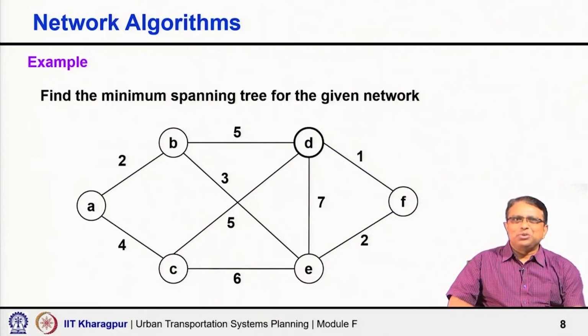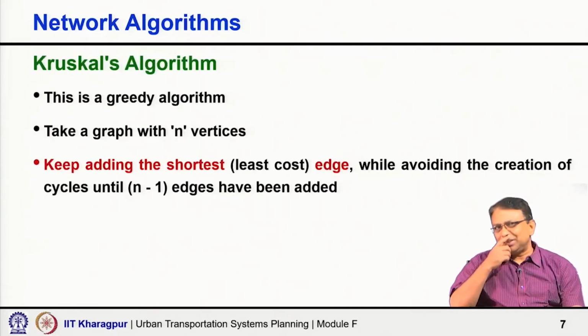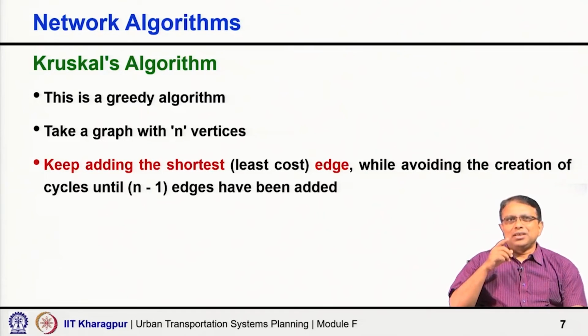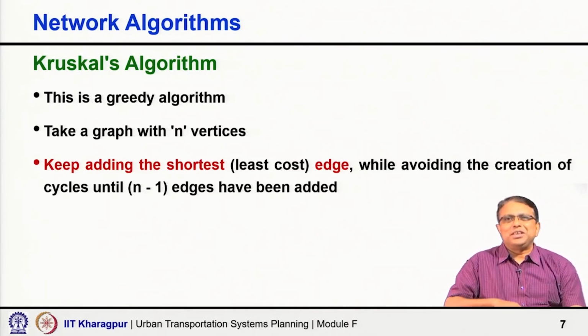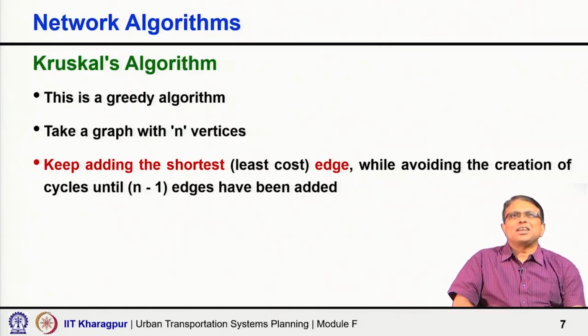So, if I go back again, now you see this is a greedy algorithm. Take a graph with n vertices, keep adding the shortest least cost edge while avoiding the creation of cycles or loops until n minus 1 edges have been added. Starting from the least cost link, I need to pick up n minus 1 links without creating a cycle or loop. That is the Kruskal algorithm.